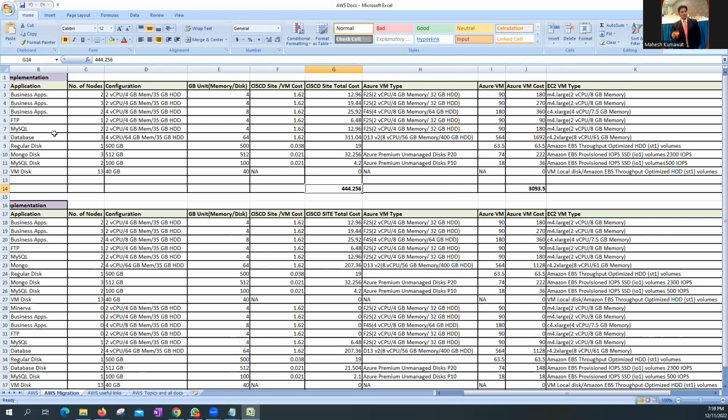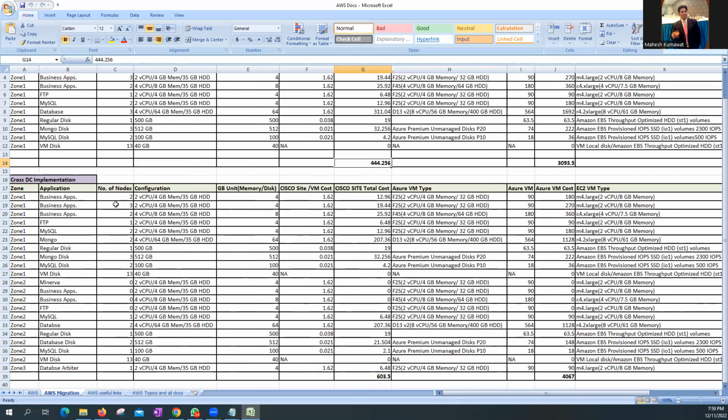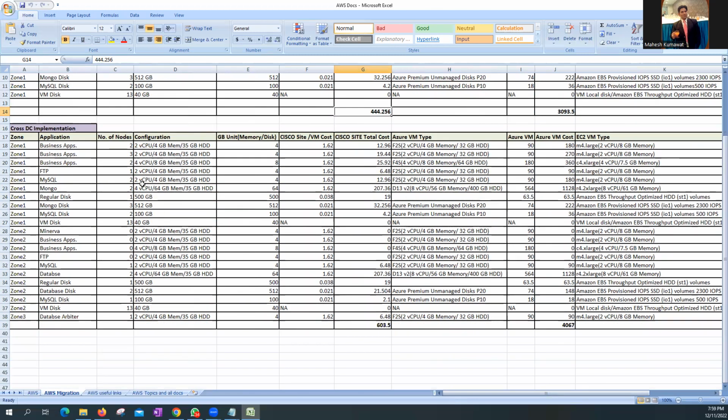So this is a single DC implementation, where you have a single tier, one location. And suppose you say, sir, we have a multi-tier environment and we require business continuity planning and disaster recovery planning as well. Then yes, you can go for a cross DC implementation. Cross DC implementation is nothing but 2 or more locations. Zone 1 is one location, zone 2 is the tier 2 location, and zone 3 is the tier 3 location.